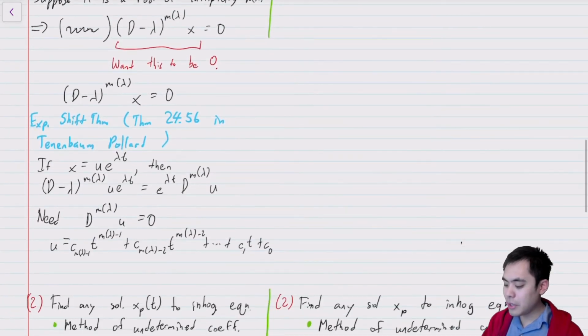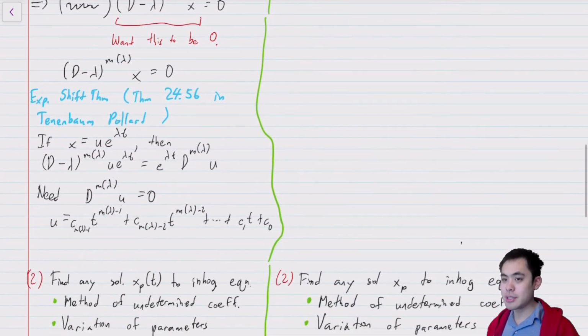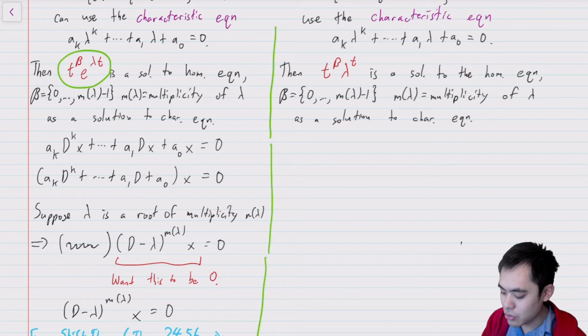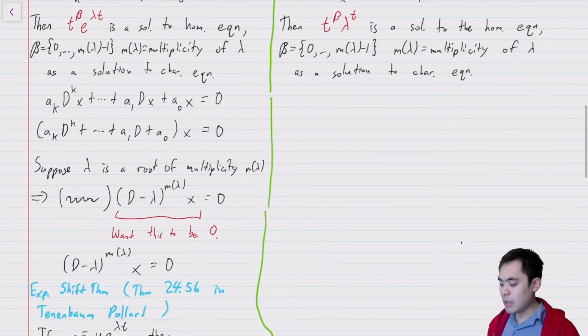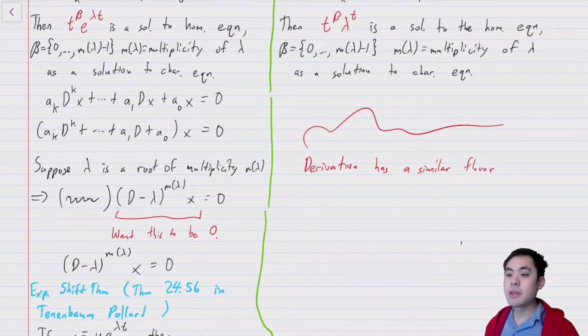Which is a long-winded way of justifying the ansatz. The easier way of doing this is you just plug in the guess and check that it works, and you'll see after some amount of computation that it does, and therefore this t to the beta e to the lambda t is a solution to the homogeneous equation. I'm not going to bother with doing the full derivation on this side over here, but the derivation has a similar flavor. And lucky for you, because other mathematicians have already done this derivation, you can just guess this as the answer, and it will be correct.